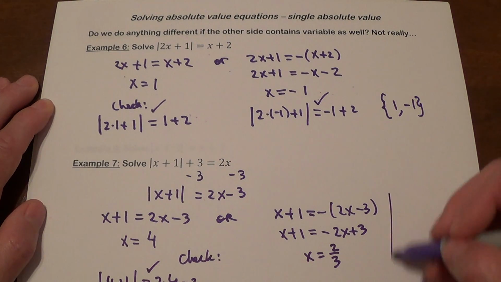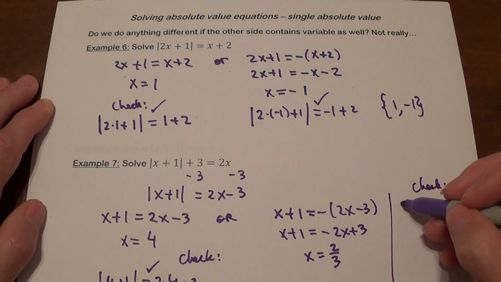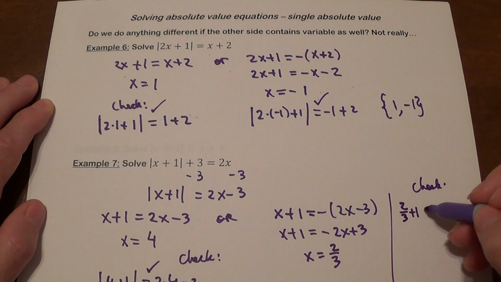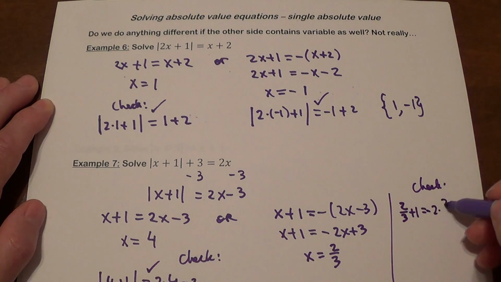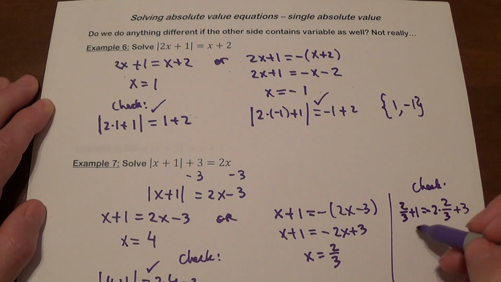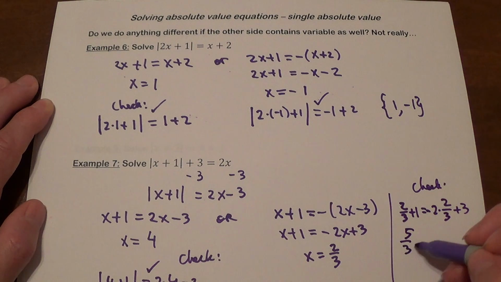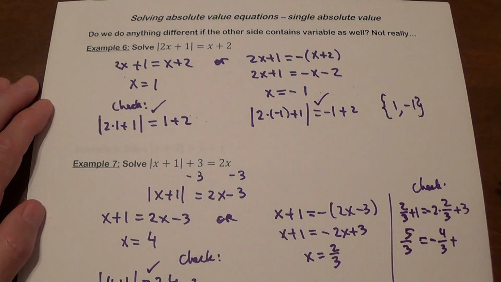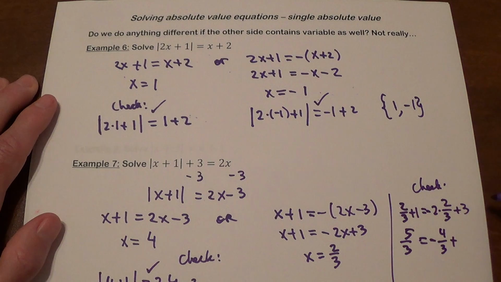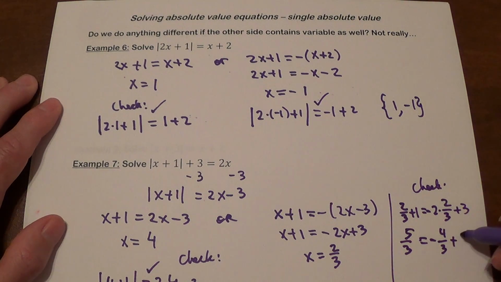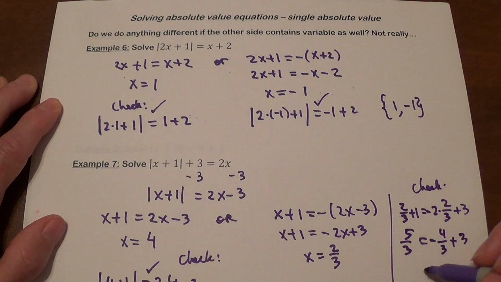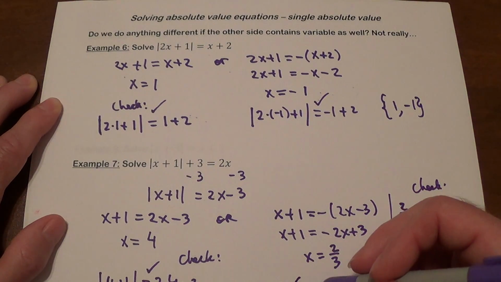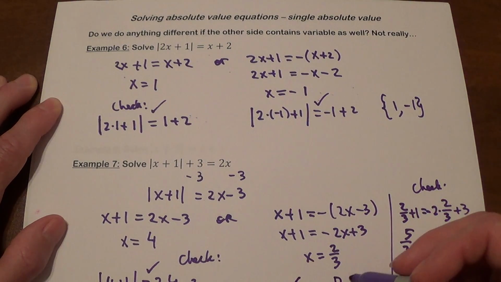We're going to have a problem here. I'm going to do it on the side here. When you check, so it's 2/3 plus 1 equals negative 2 times 2/3 plus 3. So 2/3 plus 1 is going to give you 5/3. On this side we're going to get negative 4/3 plus, let me see, negative 4/3 plus 3. No, actually I think it's going to be fine. Yeah, it's fine. I'm sorry, I looked at the wrong problem. So 5/3 equals 5/3. It's good also. So we have 4 and we have 2/3.